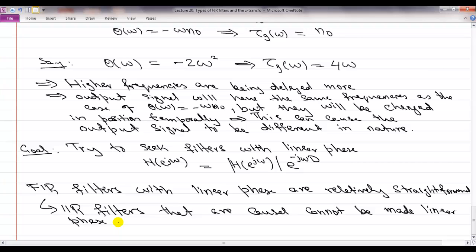In general, IIR filters are rather simpler in terms of their construction. You will require much less hardware to implement an IIR filter with the same cutoff frequency, for example, than an FIR filter. But what you end up with is a filter which does not have linear phase. And so if your application doesn't permit a nonlinear phase, then you should stick with an FIR filter.